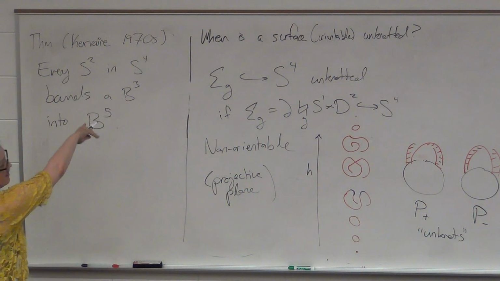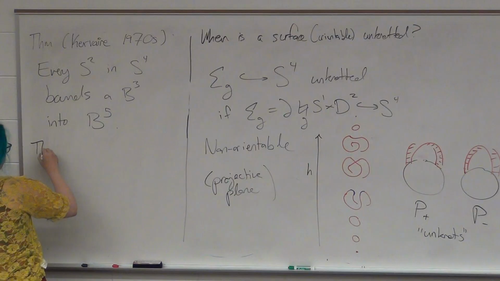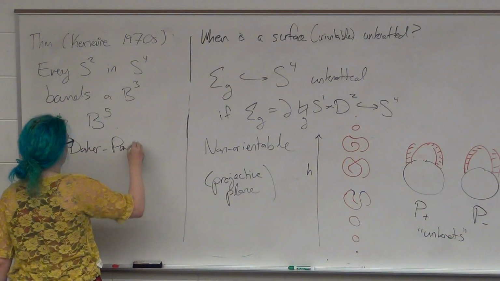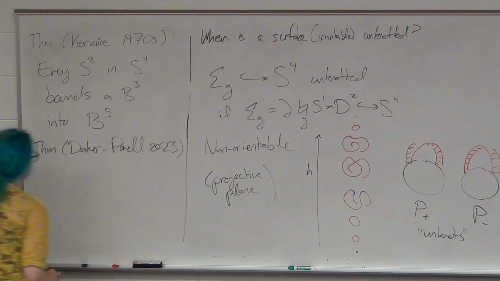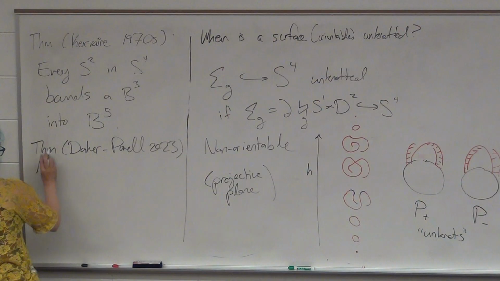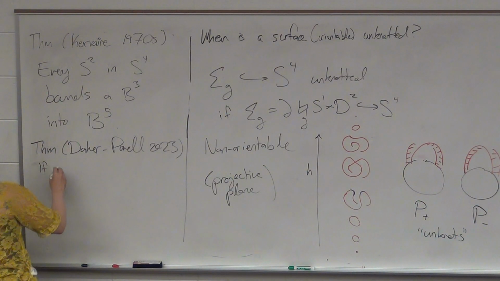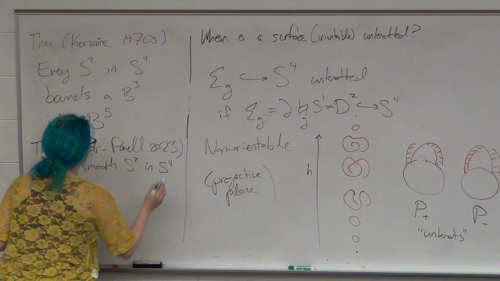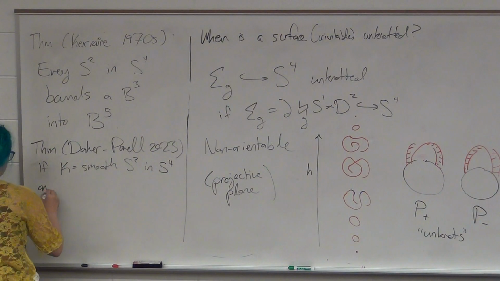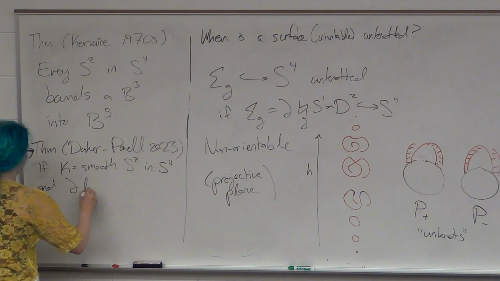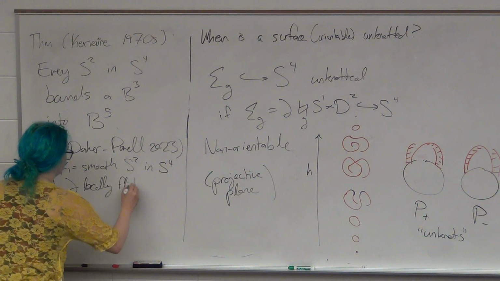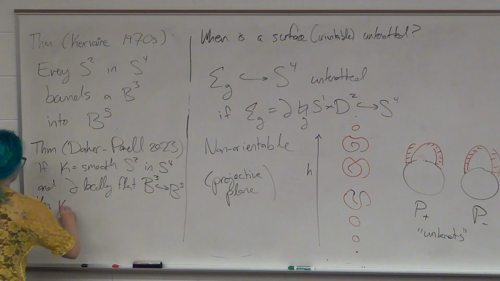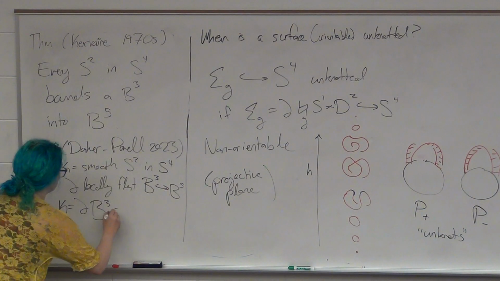And in fact, there isn't a category problem here at all. In a paper from last year, Dar and Powell show that if K is a smooth S2 in S4 and it's just topologically sliced, so locally flat, in B5, then K is also smoothly sliced.